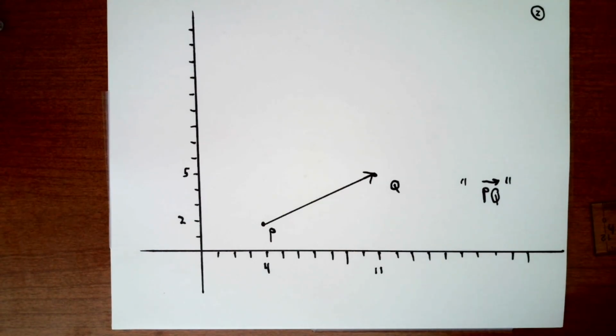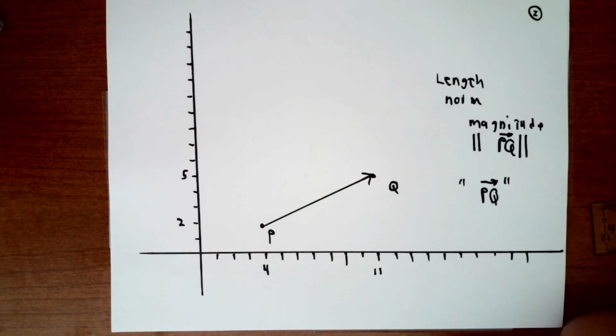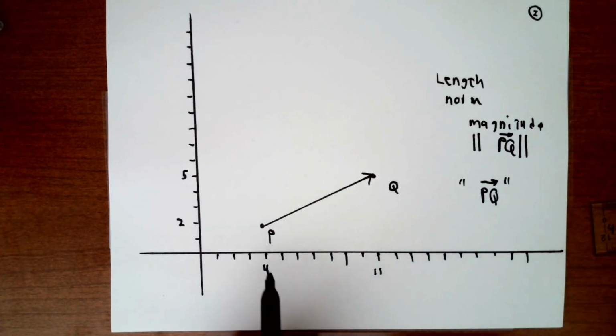This arrow has a magnitude or length or norm as it's called, which is just the distance from P to Q. We'll use a symbol for that number that looks a lot like absolute value, but is slightly different looking. We pronounce that symbol as the length of the vector from P to Q, or the norm of P to Q, or the magnitude of P to Q. These statements are all equivalent to each other. This number is the distance from here to there.